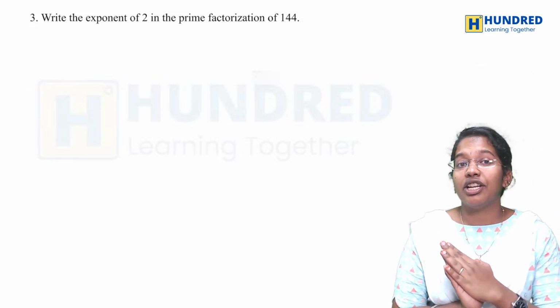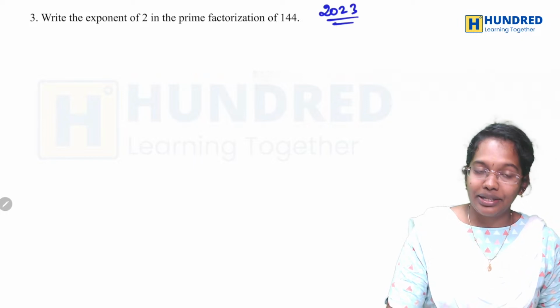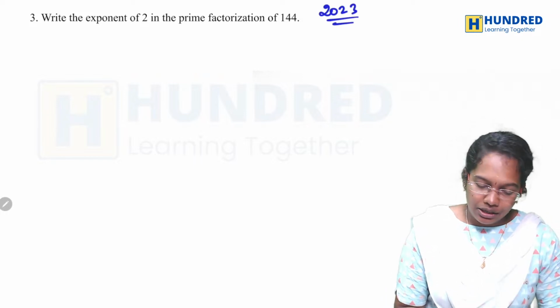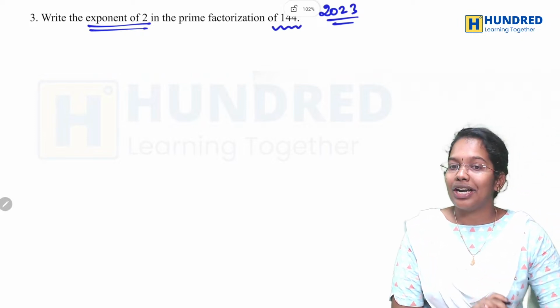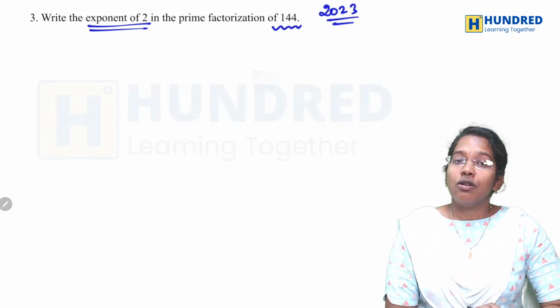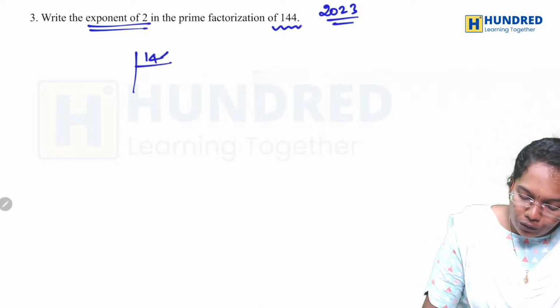Even in the 2023 question paper, this question has been asked. The same question has been asked in 2023. So they are asking you to find the exponent of 2 in the prime factorization of 144. Okay. So first what you have to find? You have to find the prime factors of 144.